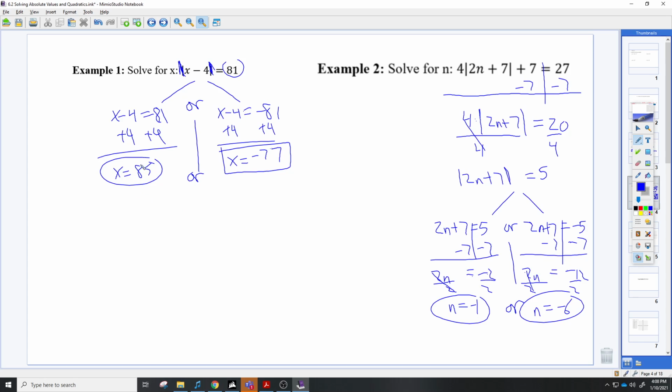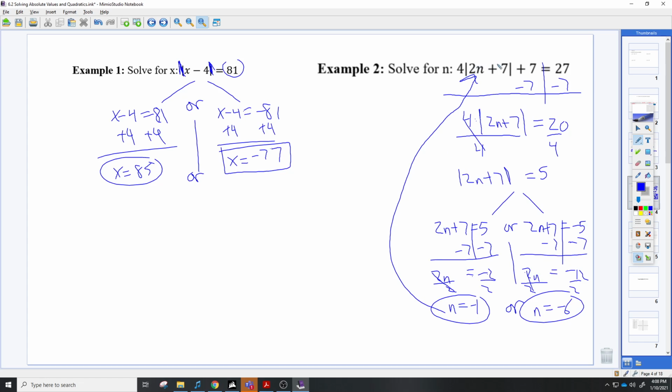So the first one we did, we actually got a positive and a negative. This time we got two negative answers. So if you were to plug that back in to the n here and solve this out, you would get 27. And that should work if you tried that.